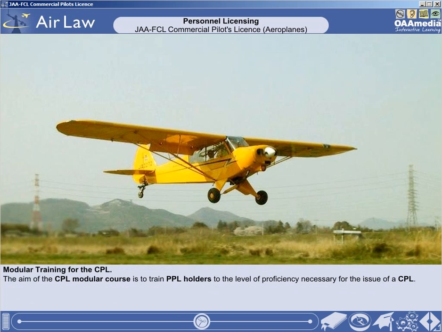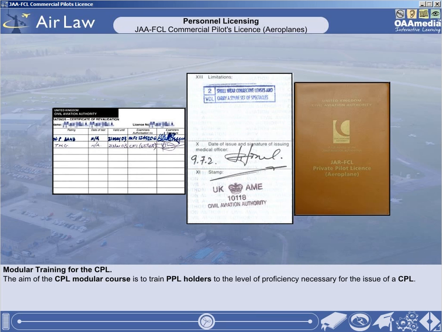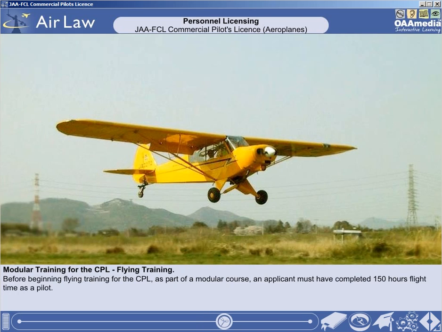The aim of the CPL Modular Course is to train PPL holders who do not wish or who are unable for any reason to undergo integrated training to the level of proficiency necessary for the issue of a CPL. Consequently, before commencing a CPL Modular Course, an applicant must hold a private pilot's license, issued in accordance with ICAO Annex 1. Before beginning flying training for the CPL as part of a modular course, a student pilot must have completed 150 hours flight time as a pilot.